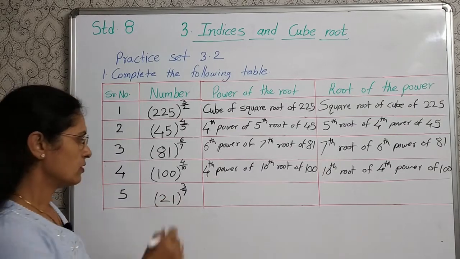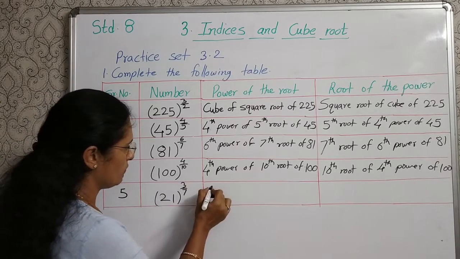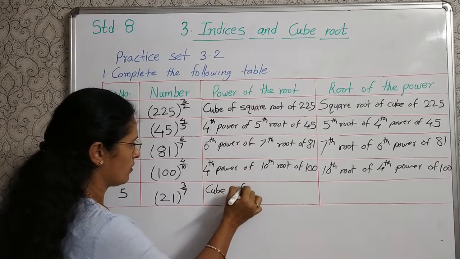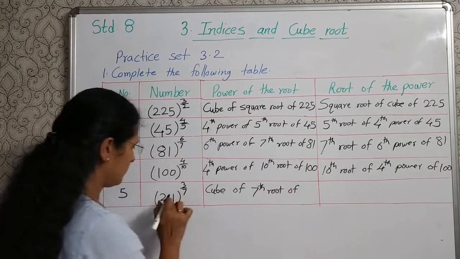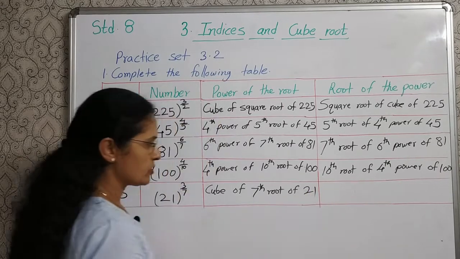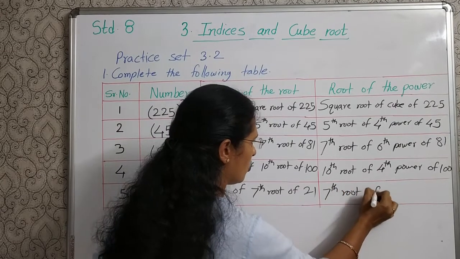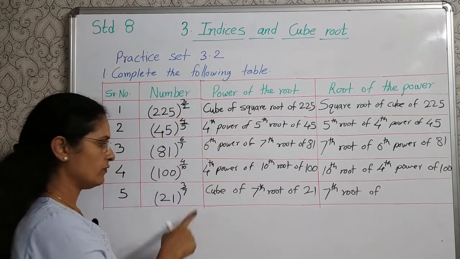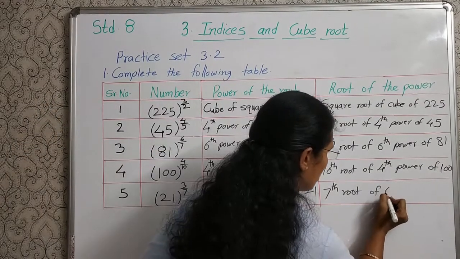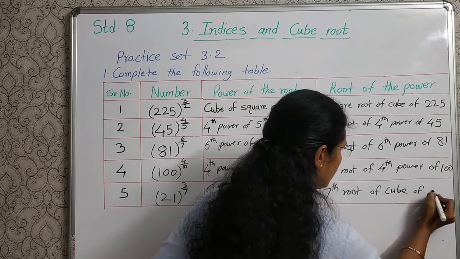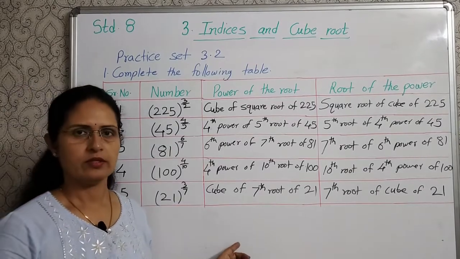Last, here cube, the third power we write as cube. Cube of 7th root of 21. And next we'll write 7th root of cube of 21. So here we completed this table.